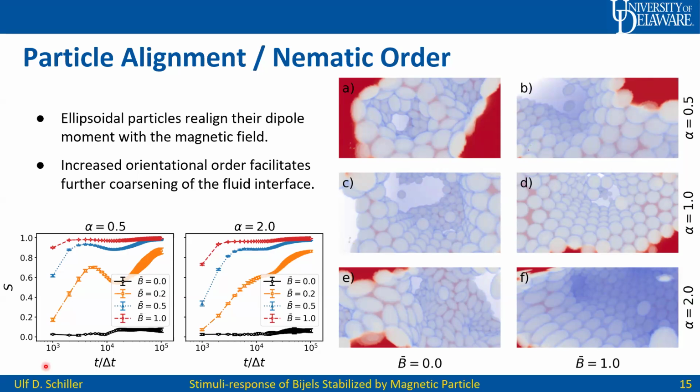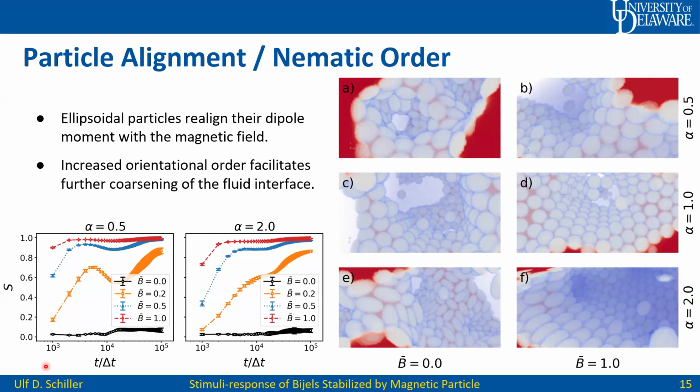But the field aligns the particles, so there's not anything that works against the particles. So they start aligning, but then the interface starts forming and moving through the system. And the surface tension is relatively strong, so it's able to pull the particles a little bit away from the magnetic orientation.